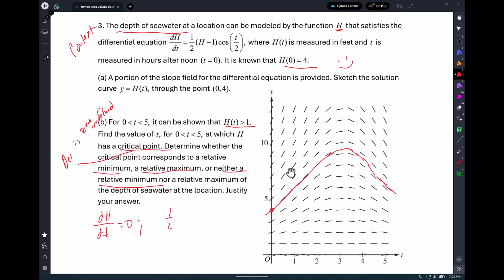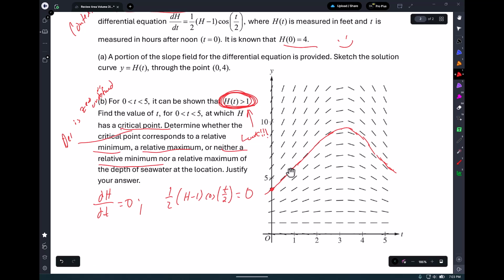So 1/2 (h minus 1) cosine of t over 2, and I'm going to set that equal to 0. Now, they told me, guys, that h of t is greater than 1, so don't even think about saying that h equals 1. Because if you say h equals 1, yeah, you'll get that as 0, but guys, look what they told you. So don't even think about making h equals 1. So the only way that you'll get a 0 is if cosine of t over 2 is 0.